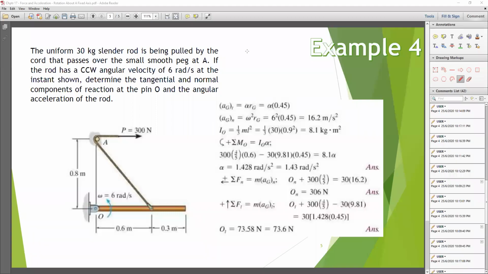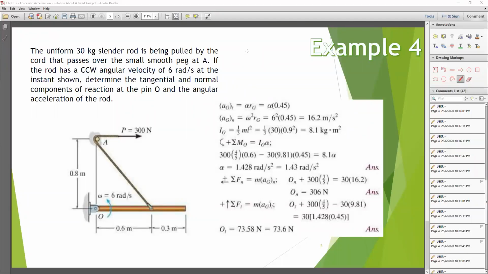Okay, on this example number 4, we have a uniform 30 kg slender rod being pulled by the cord that passes over the small smooth peg at A. If the rod has a counterclockwise angular velocity of 6 radian per second at the instant shown, so it does not start from rest, it has an initial angular velocity of 6 radian per second.